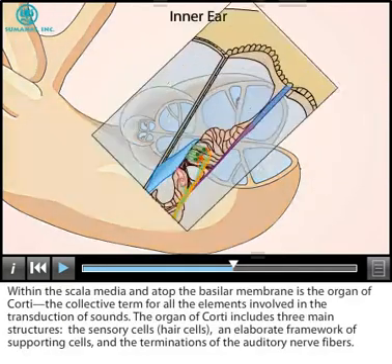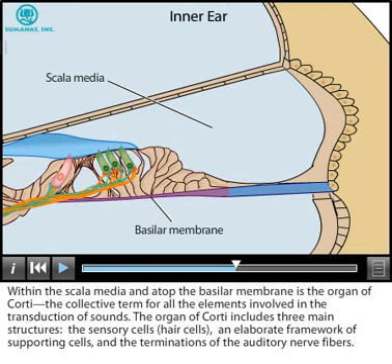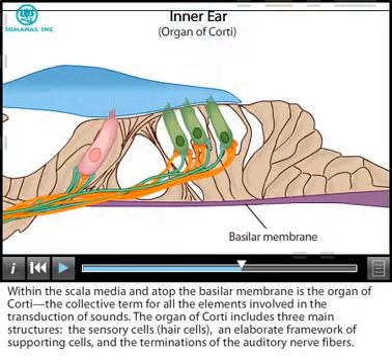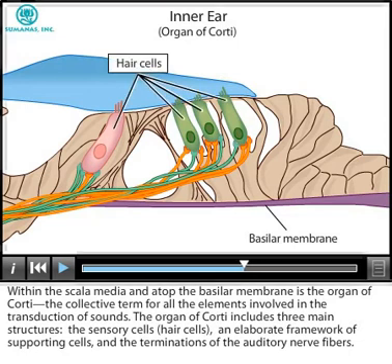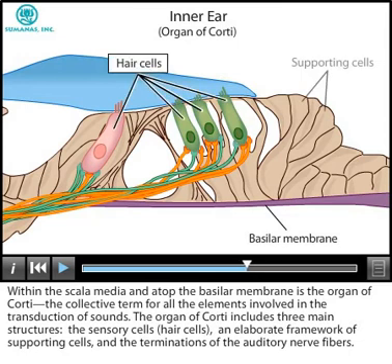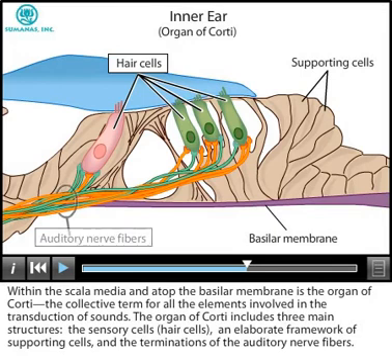Within the scala media and atop the basilar membrane is the organ of Corti, the collective term for all the elements involved in the transduction of sounds. The organ of Corti includes 3 main structures: the sensory cells, called hair cells, an elaborate framework of supporting cells, and the terminations of the auditory nerve fibers.